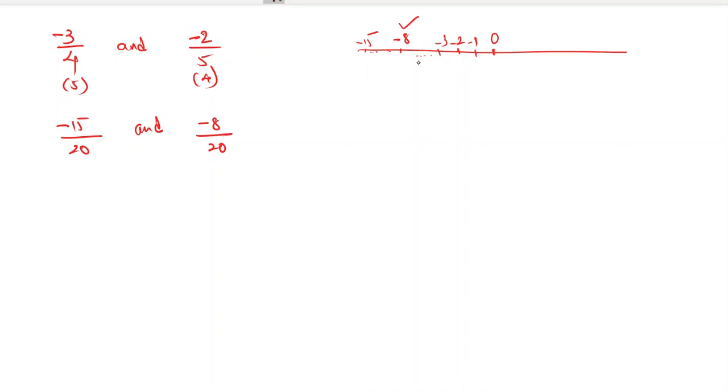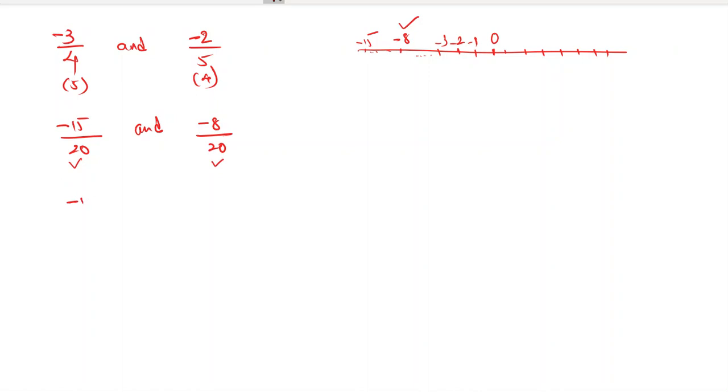As you go towards the left side of the number line, the numbers become smaller and smaller. As you go towards the right side of the number line, right side of 0, the numbers become greater and greater, right? So this is how the number line works. So we know that this is smaller and this is greater. So we need to find numbers which are greater than minus 15 and smaller than minus 8. And how many numbers? Only 3.